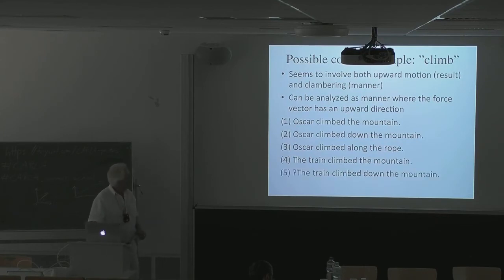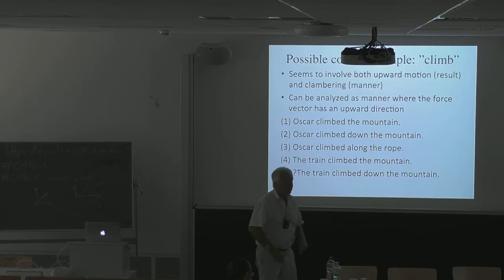But if you say the train climbed down the mountain, you get a bit of problems. That seems difficult because now, you still have a force. Probably the train is braking while it's going down or something like that. But this is odd, because now there is no agentive. This clambering idea is gone with the train. So I get around the problem by this analysis that it's the force vector that has the upward motion, even if the physical motion, the space motion, is downwards.